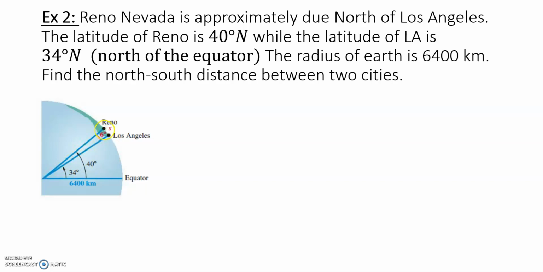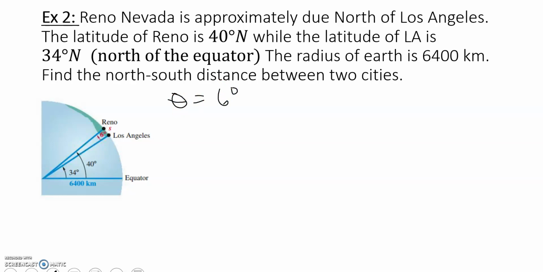And so now we want to know what is the distance between the two. So we want to know what is this arc length right here in between Los Angeles and Reno. And so we will measure the difference between the 40 degree and the 34 degree. And that gives us 6 degrees. So we're actually looking for an arc length that's formed by a 6-degree angle. And we know the radius is 6,400. So the first thing we need to do is convert our theta, which is 6 degrees, to radians.